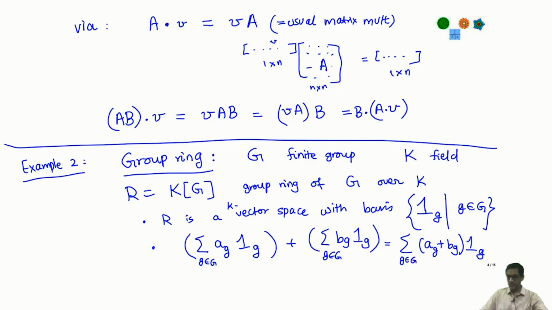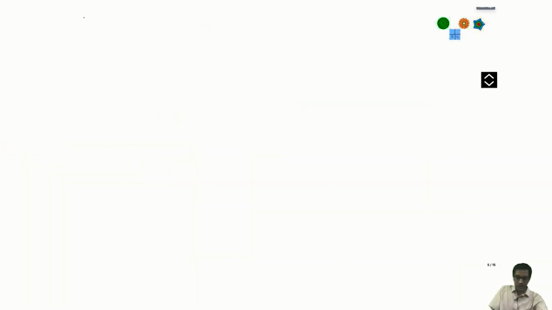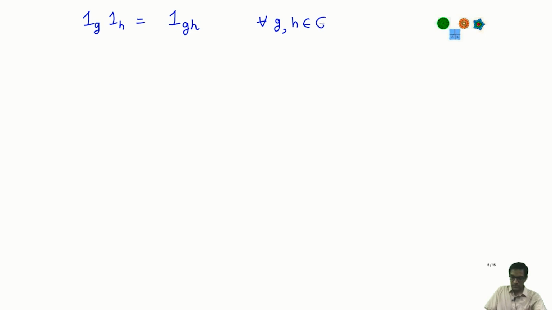Okay, so that's the operation of addition in this group ring. And recall multiplication can be defined as follows. It's enough to define it on the basis elements. If I take the product of the element 1_g with the element 1_h, it just gives me the element 1_{gh} corresponding to the product g times h. So this was the definition of the multiplication.